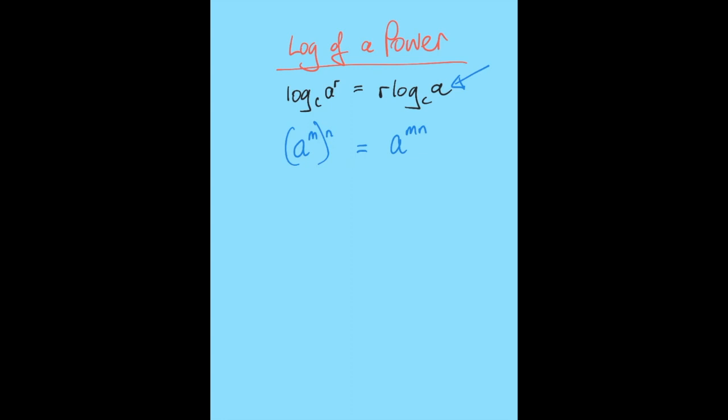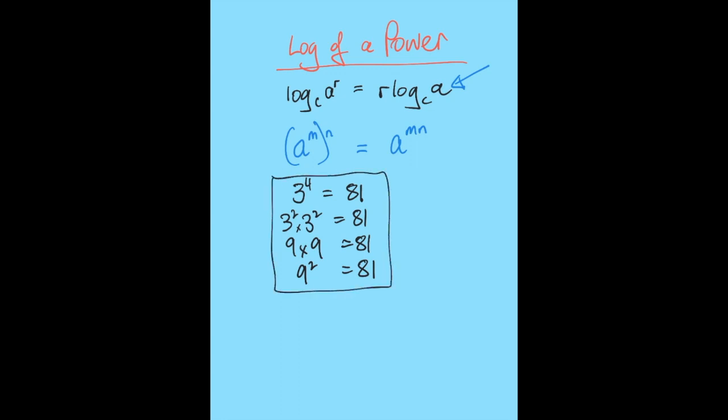Again, let's look at our favorite example. 3 to the power of 4 is equal to 81. Well, that's just the same as 3 to the power of 2 times 3 to the power of 2 is equal to 81. So that's 9 times 9 is equal to 81. So let's say 9 squared is equal to 81. So how about we just practice this rule using that information?